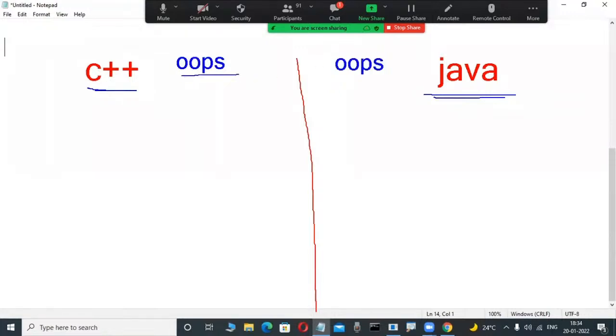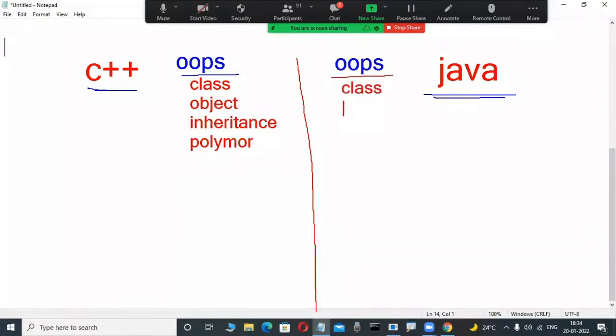Here OOPS concepts means, as some fellows may know, the class concept is there. Again, the object concept is there. Again, the inheritance concept is there. Observe here. Again, polymorphism is a concept. Same here in Java: what is a class? What is an object? What is inheritance? What is polymorphism? So many concepts are there. That's why conceptually class, object, inheritance, polymorphism are the same.